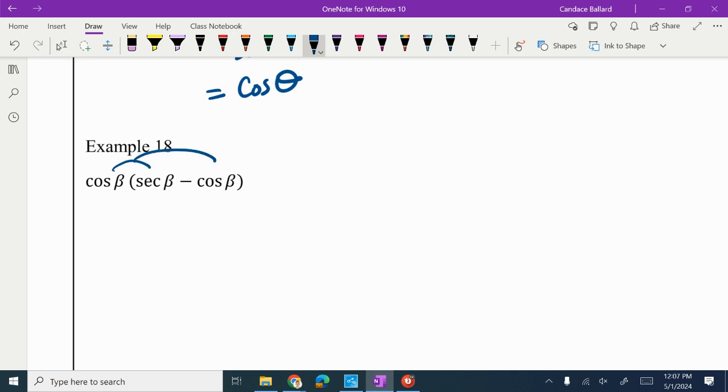Distribute. So if I don't know what to do, I'm going to do the algebra. I'm going to distribute. So I've got cosine of beta, secant of beta minus. When I am multiplying a cosine times a cosine, remember how we put the exponent on the trig. So I'm going to say cosine squared beta.